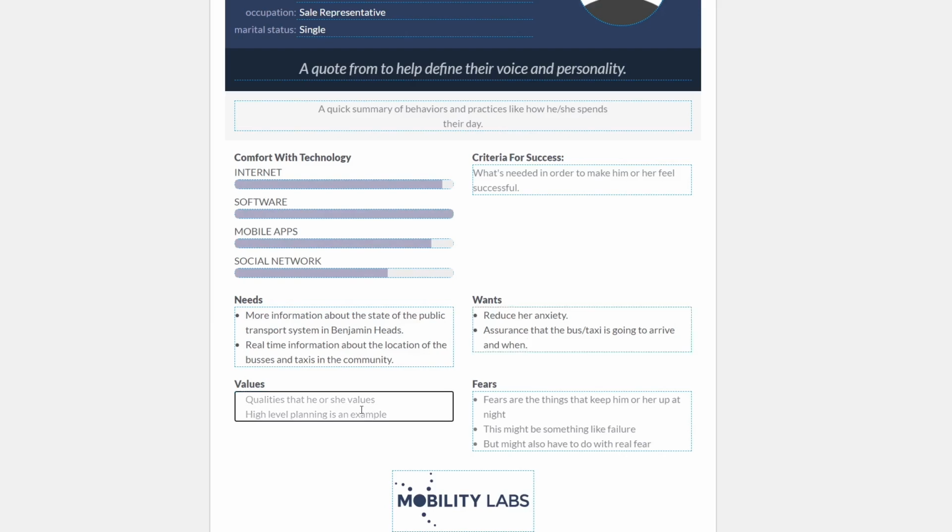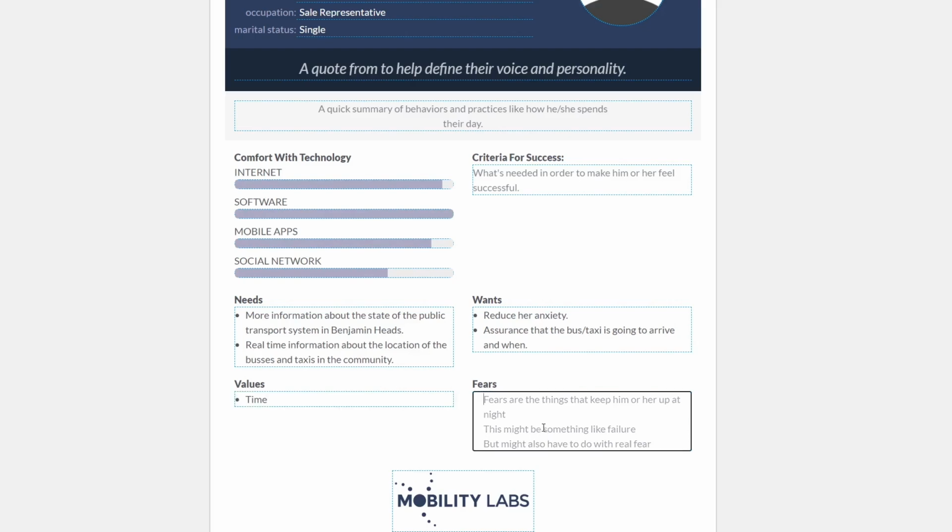What does she value? Well, the thing that she values is time. She values knowing and being able to use her time well, and not having to sit at the bus stop for 25 minutes in the morning waiting for a bus that may or may not come, that may or may not be early.